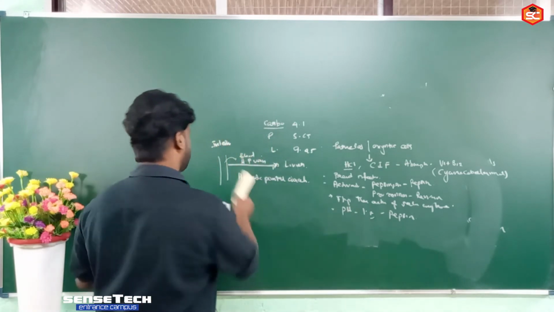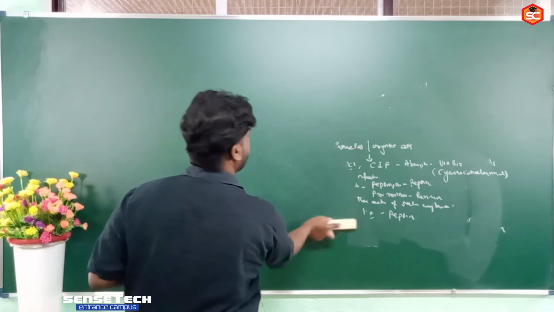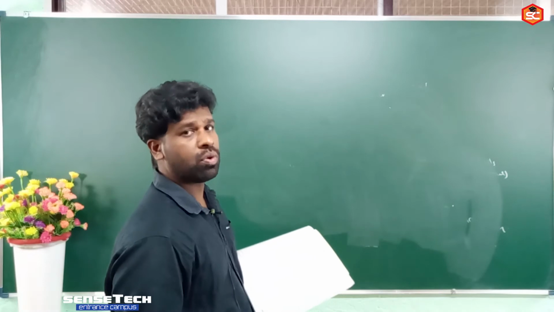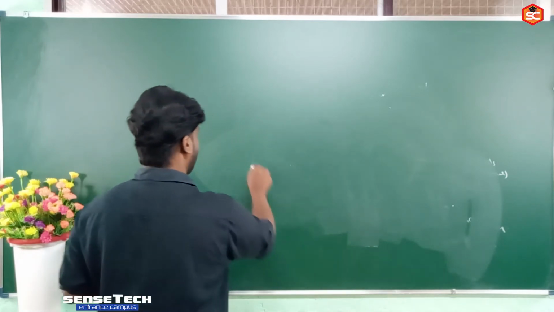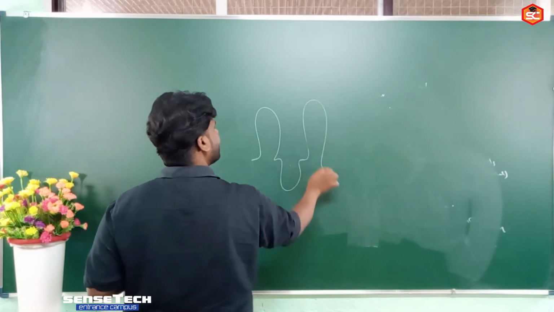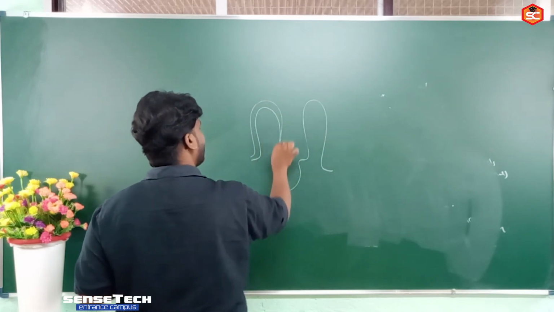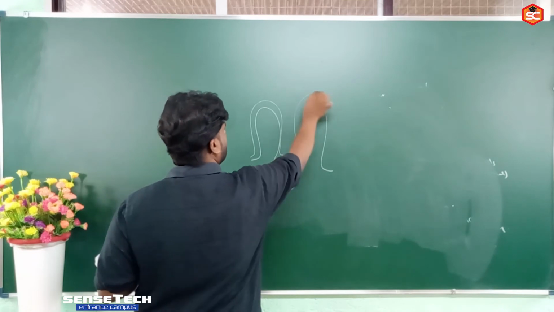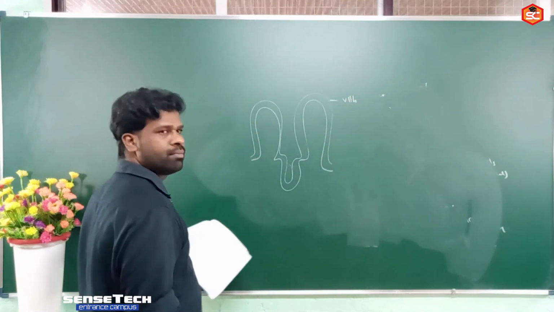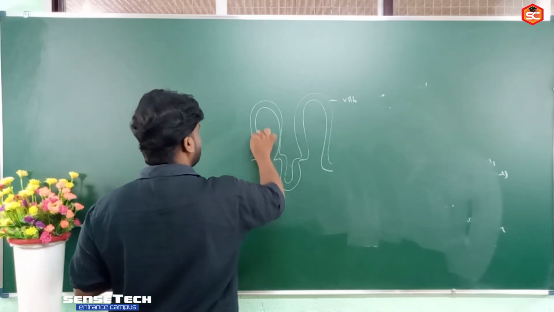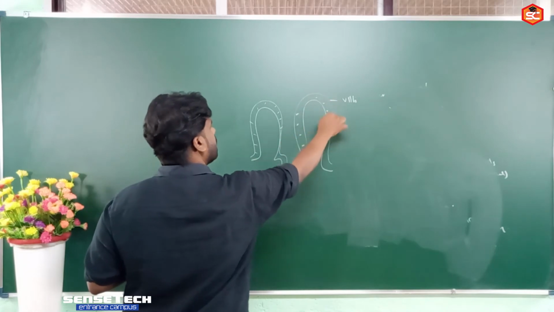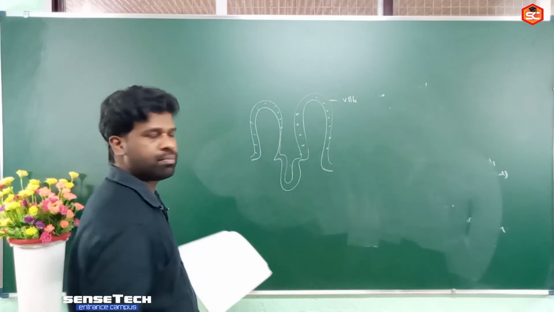Let's see. We know our small intestine mucosa gets modified as intestinal villi. Suppose these are the intestinal villi. These projections are called villi. And these villi have columnar cells here.